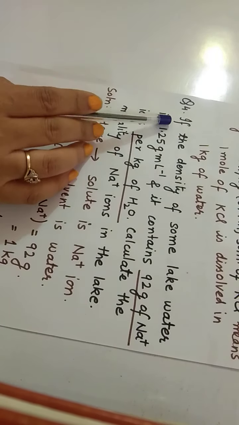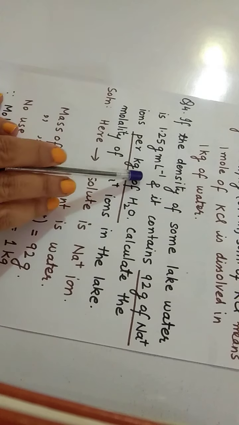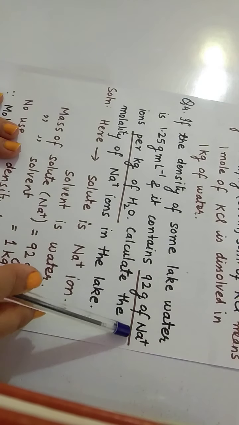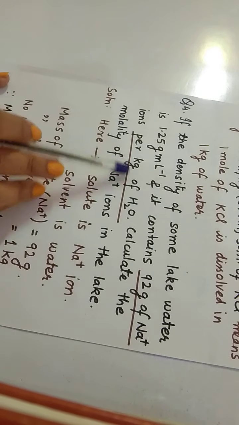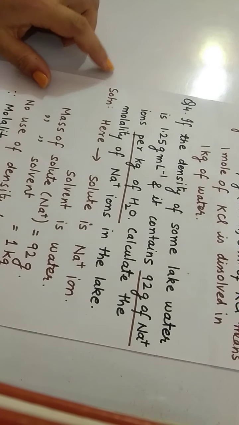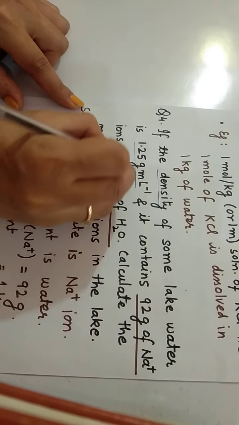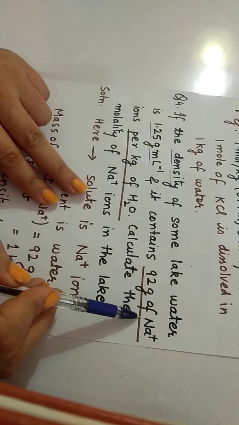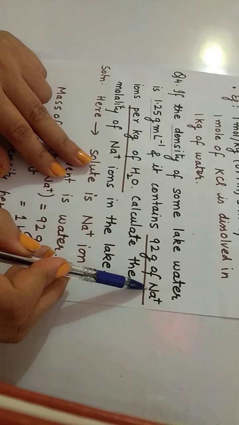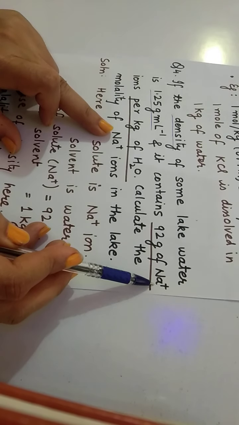Now we have one numerical based on this. It is given that the density of some lake water is 1.25 g/mL and it contains 92 gram of Na positive ions per kg of H2O. Calculate the molality of Na positive in the lake. Now, what I used to do is I always used to underline the terms. So what is given is the density and 92 gram of Na positive ions. It means it is a solute which is dissolved per kg of water. In 1 kg of water, this much amount of solute is dissolved.